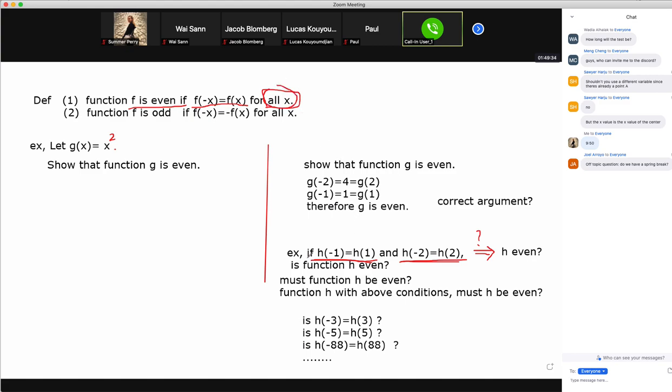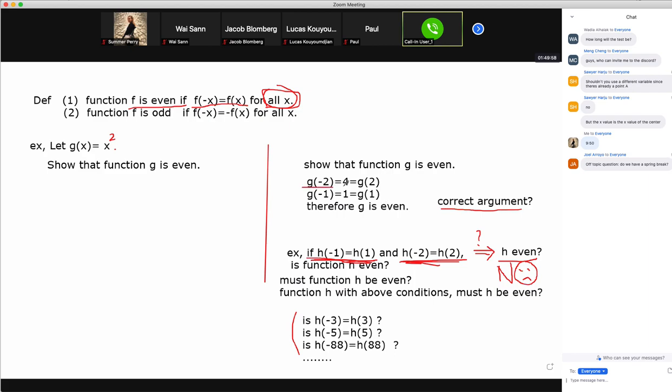So now, if h of -1 is equal to h of 1 and h of -2 is equal to h of 2, if this is true and that is true, is h even? What do you think? Are all of these true? No. This one is a big no. In fact, this was not just a big no, this one is an angry no. Is this a correct argument?